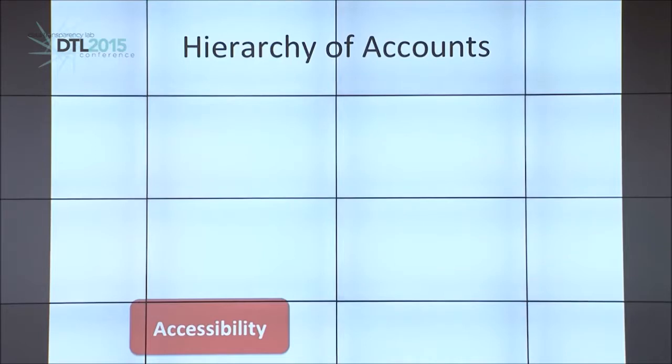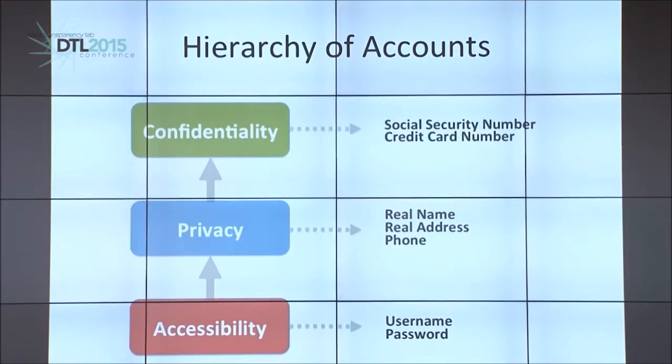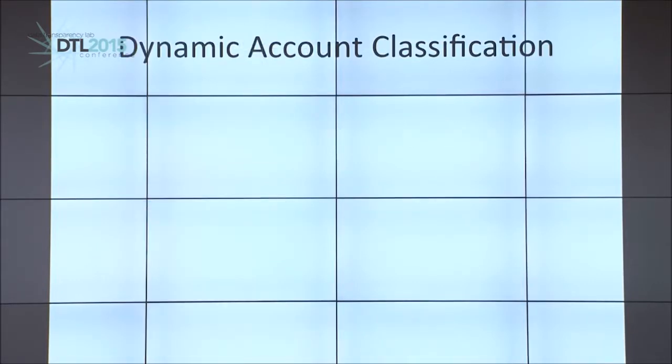So before going into that, let me quickly show the three broad categories of passwords. First of all, each password provides an accessibility function. So anytime you use a password, that is what is happening. But if users provide a real name or real address, then it also acquires privacy privileges. At the same time, if a user submits something like a social security number, then it elevates it to confidentiality.